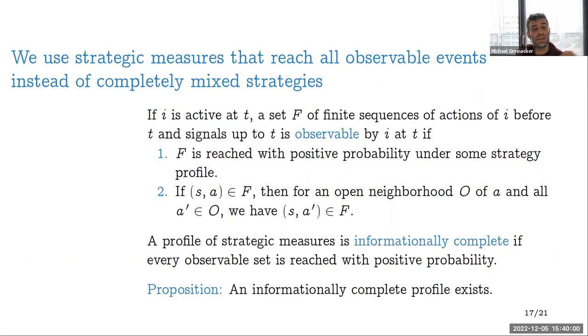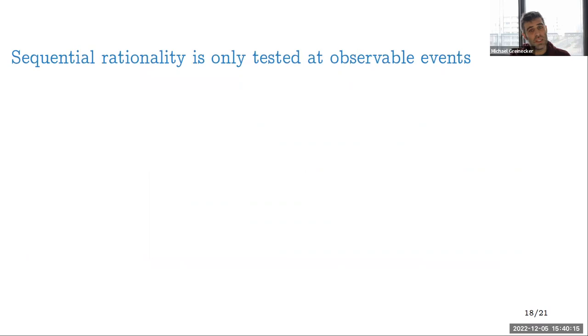So there are informationally complete profiles of strategies, and this gives us one part of what we need for a characterization of sequential equilibria. Now, the next thing we want to do is, how do we do this whole conditional optimality? So we test sequential rationality on observable events.